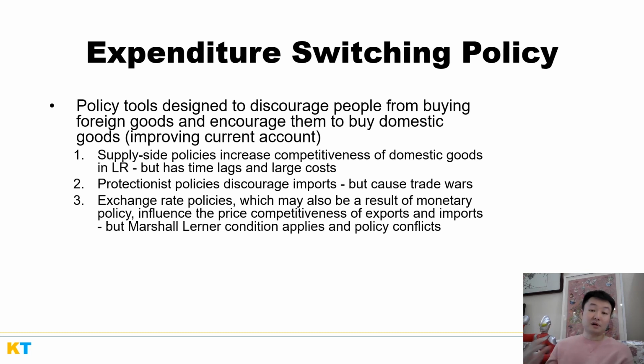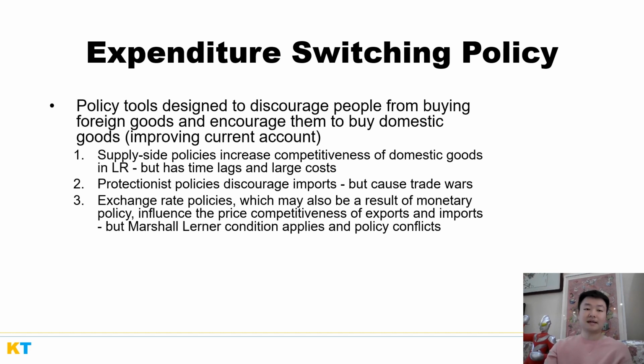But the Marshall-Lerner condition applies. So we have to understand the price elasticity of our imports and exports. And there also might be policy conflicts because we might want to have a very devalued exchange rate, but the problem of that is we might be pursuing an expansionary monetary policy that causes inflation.